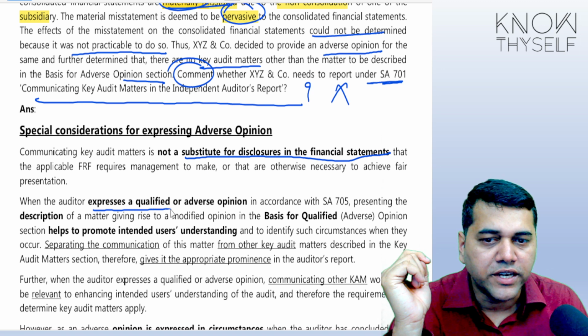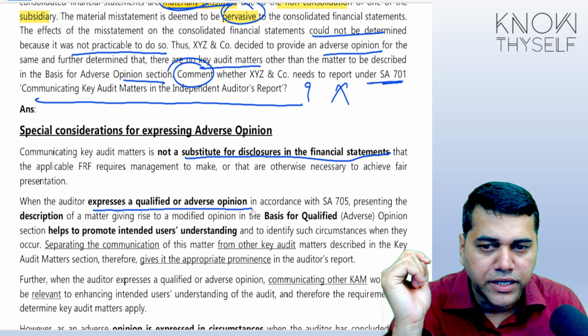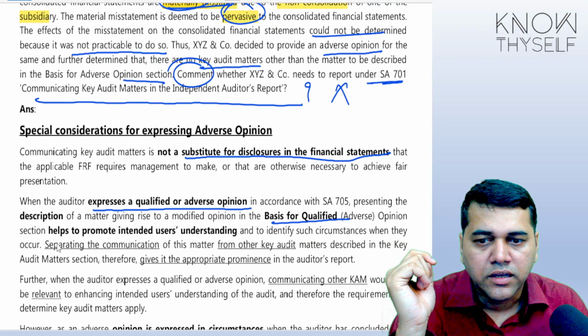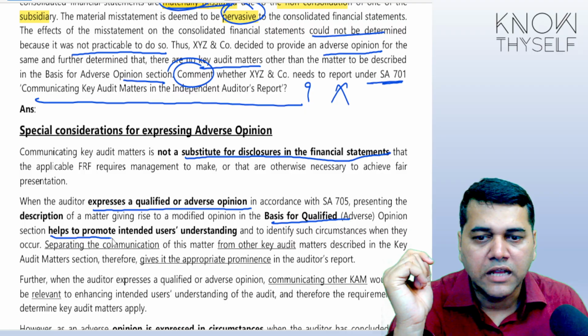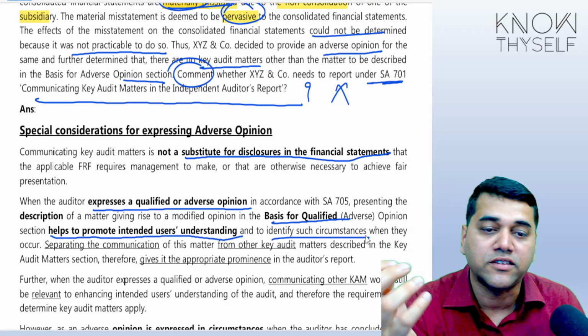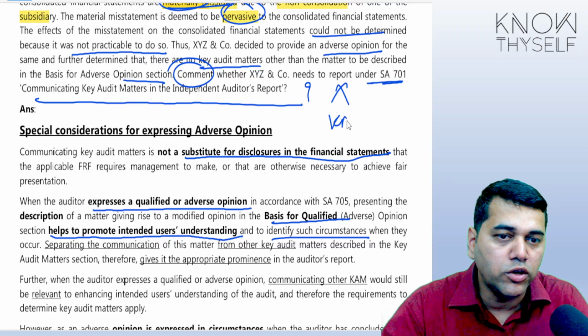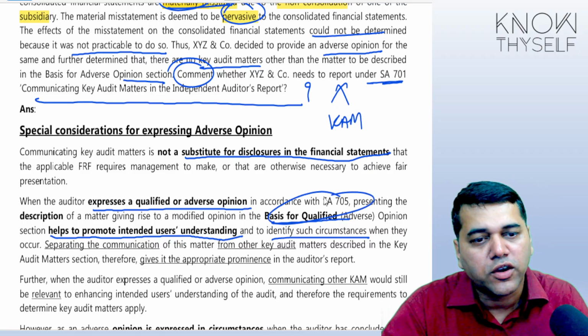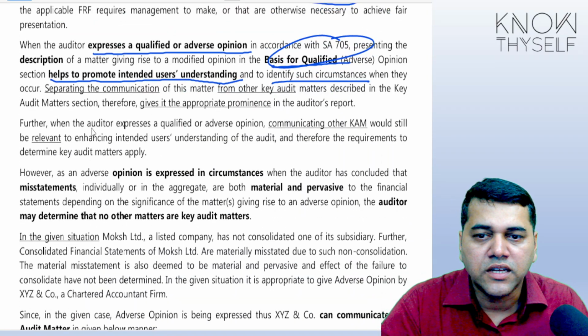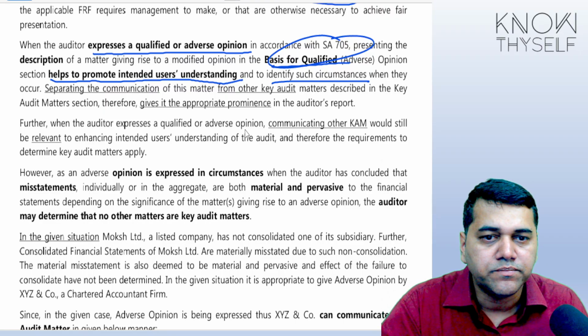So when the auditor is going to express an adverse or qualified opinion, the basis for qualified or adverse opinion section helps the intended users understand and identifies the circumstances. That means whatever you would have told in CAM, you could have told in the basis for adverse opinion also. So it gives the appropriate prominence.